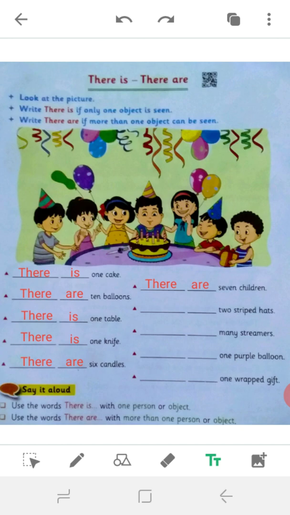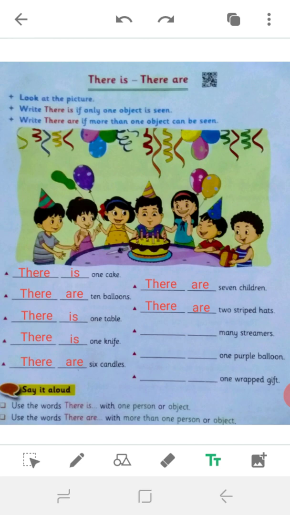Blank 2 striped hats. Look at the picture. The 2 boys are wearing striped hats. So, we use there are. So, we will write there are in this blank. Read the sentence. There are 2 striped hats. Okay. Next. Blank many streamers.